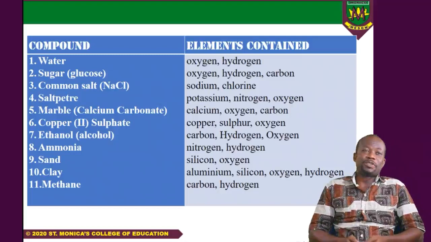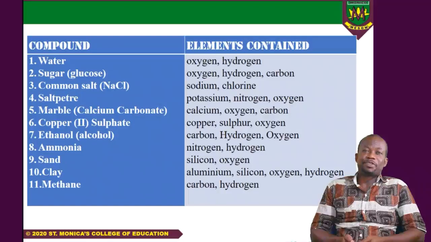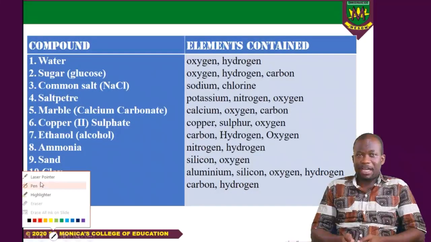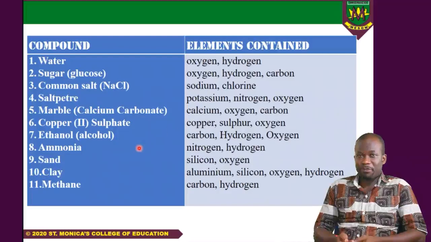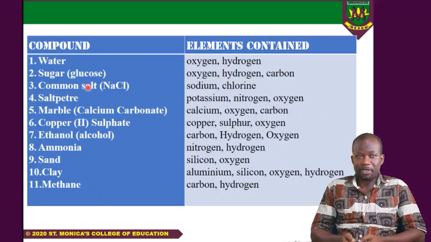So when you take water, you see we have oxygen and then we have hydrogen. Earlier on, when you saw the structure, you realize that we have 2 atoms of hydrogen and then 1 of oxygen making up water. Then if it comes to sugar and glucose, they are all monosaccharides, and then we have oxygen, we have hydrogen, we have carbon. These are the elements that constitute both glucose and sugar.